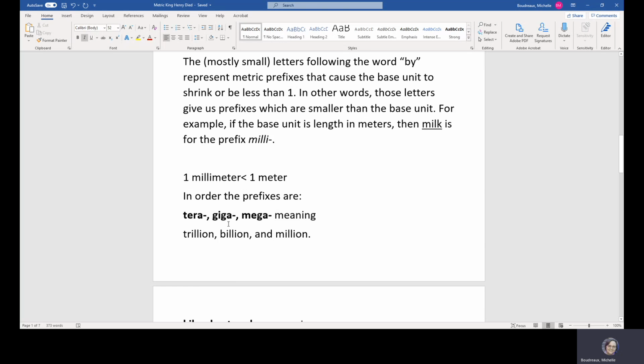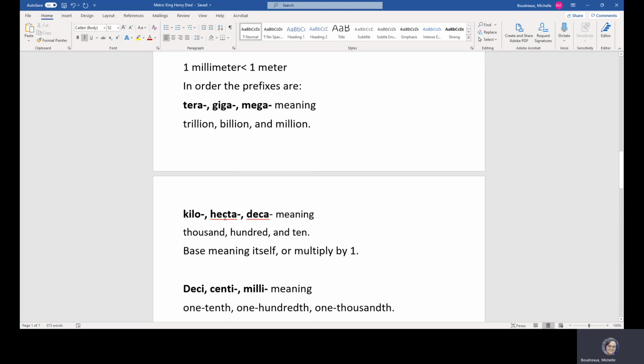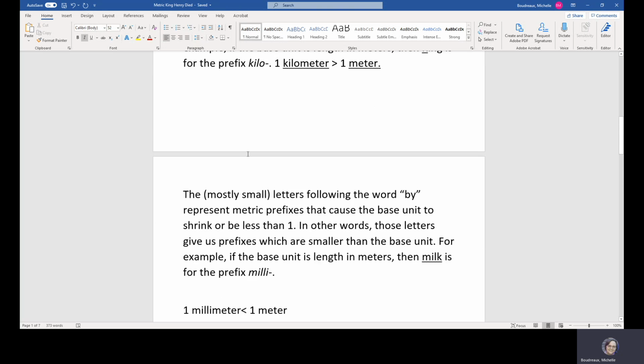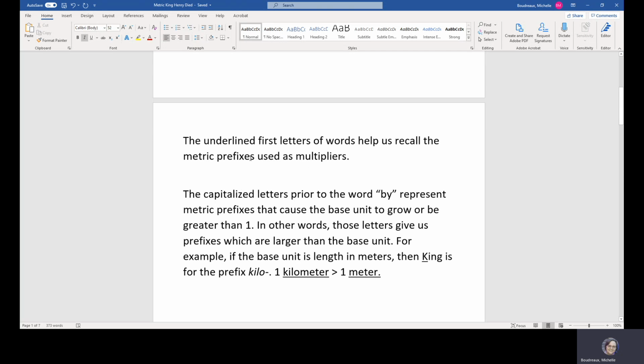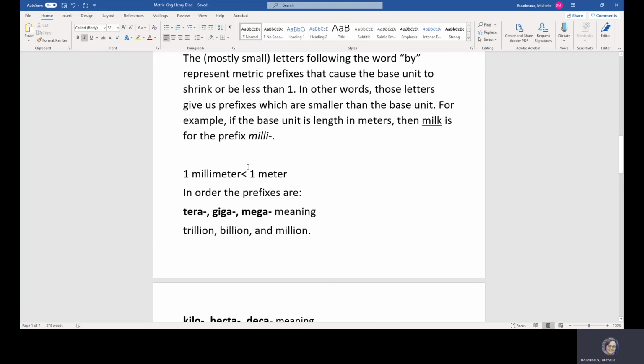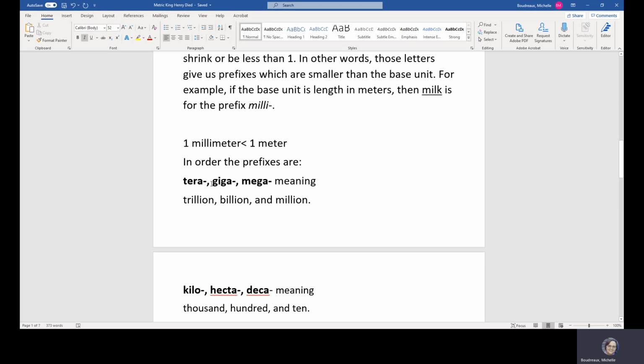So let's look at these prefixes now in order. The smaller prefixes, did I write them? Are they up here? Nope, further down. Okay, the larger prefixes would be the word tera, from the word the, giga, from the word great, mega, and those all mean a trillion. Tera means a trillion, giga means a billion, mega means a million.